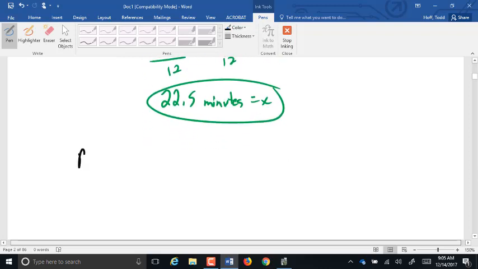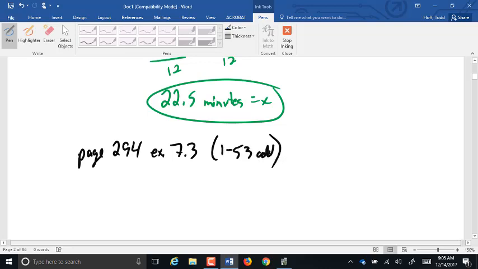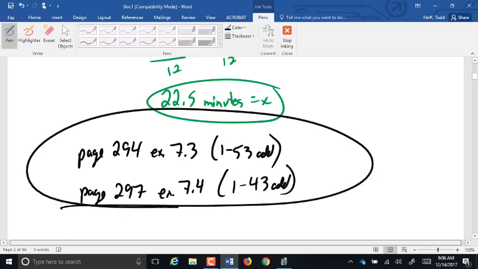So in your book, page 294, exercise 7.3 deals with direct variation. Page 297, exercise 7.4 deals with inverse variation. So I'll let you work on those 2 pages for Tuesday. Only a couple more days of lecture left for all this, huh?